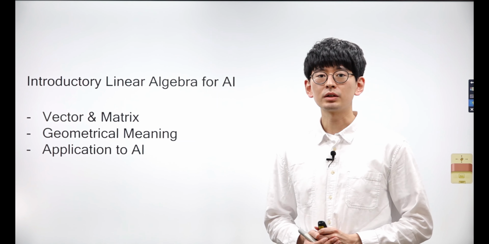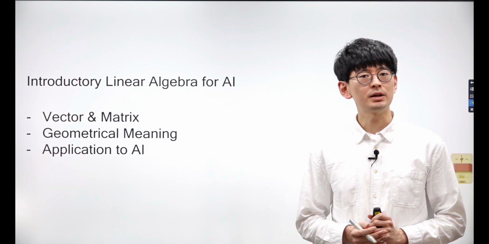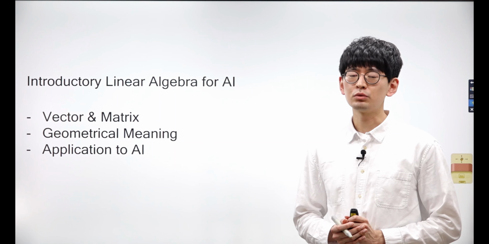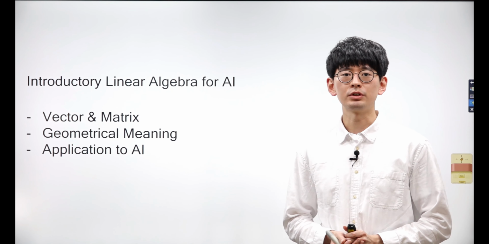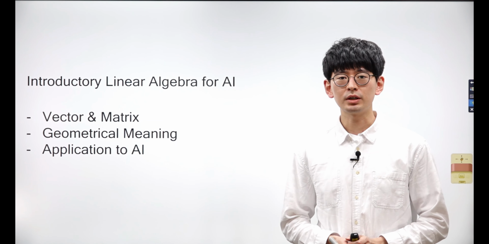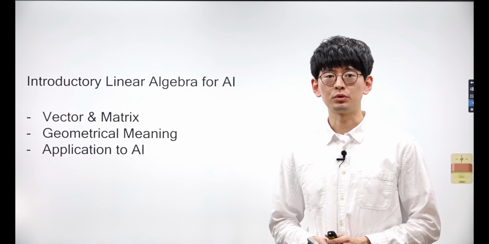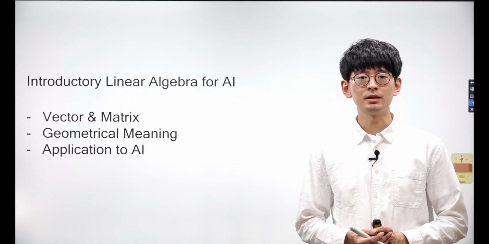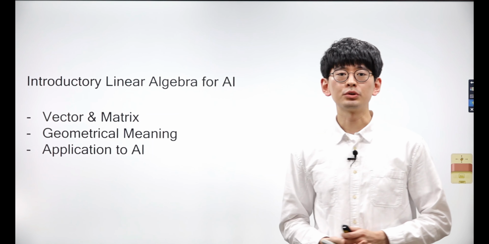Linear algebra itself is somewhat a complex field of study, and it has a long history as well. So, covering the entire field of linear algebra can be quite complex and difficult. So, we'll review the linear algebra theories commonly used in AI and see how they are applied in AI in this lecture. I've listed three keywords here: vectors and matrices, their geometrical meanings, and how they are used in AI.